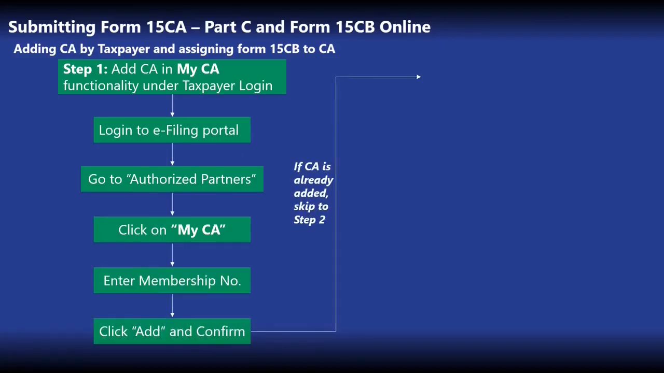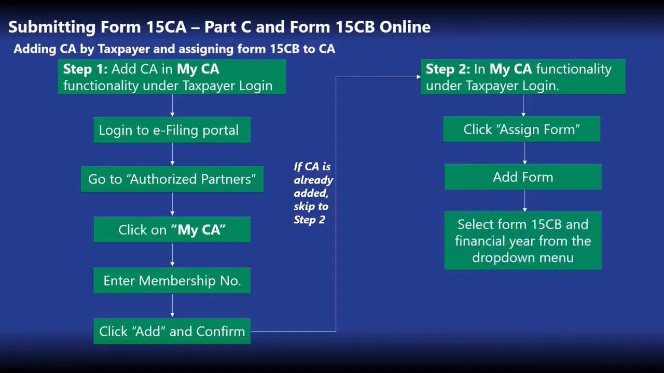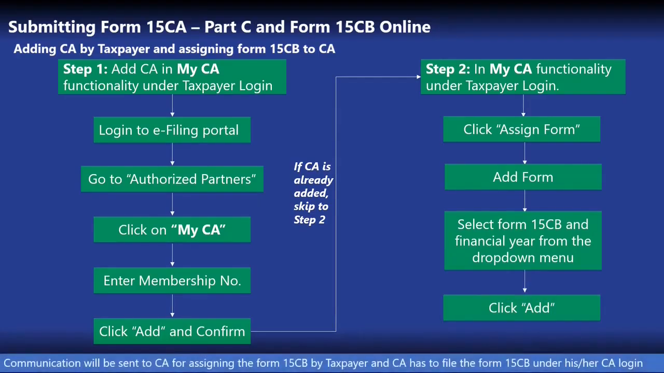If the chartered accountant is already added, then the taxpayer can go to the My CA functionality, click on Assign Form, and then add the form by selecting Form 15CB and Financial Year from the drop-down menu. Once the form is added, a communication will be sent to the chartered accountant, and then the chartered accountant has to file Form 15CB under his or her login.